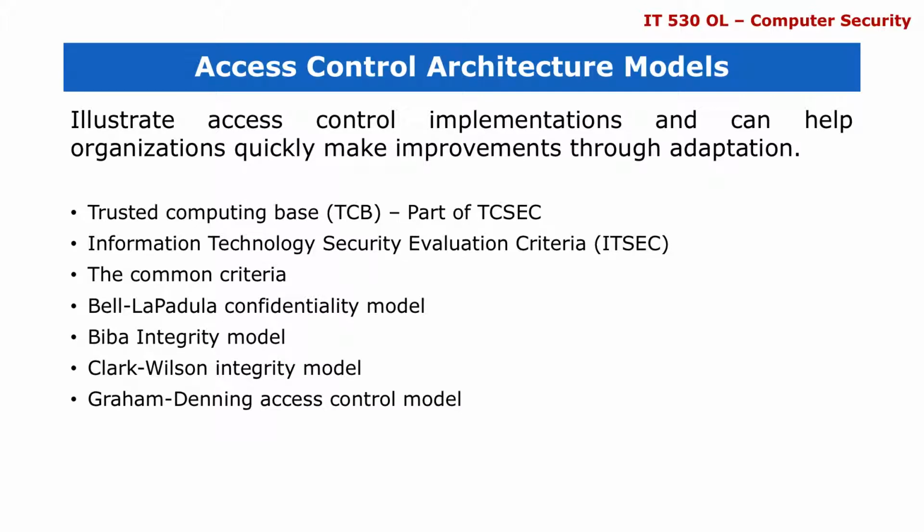Now that we understand the IAAA, we are going to talk about different architecture models. When we say architecture models, these are basically the access control implementations that can help organizations quickly make improvements. And we have a lot of architectures in place, going back all the way to the early 70s, 80s, and 90s. As time goes on, all these models are being improved, as we identify different needs and loopholes, closing loopholes, and coming up with newer architectures that are much better.